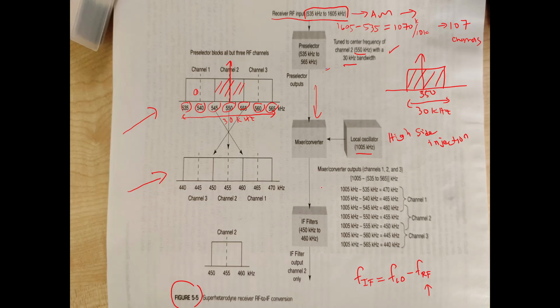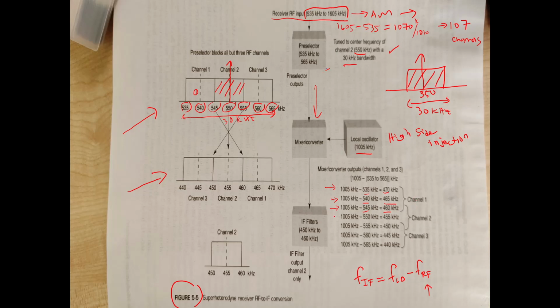For example, we convert the first RF, the lowest frequency. FLO minus FRF, so 1005 minus 535, we get 470 kilohertz. The next one is 540, so 1005 minus 540 kilohertz, we get 465 kilohertz. Then 1005 kilohertz minus 545 kilohertz, we get 460 kilohertz. So this is for channel 1.